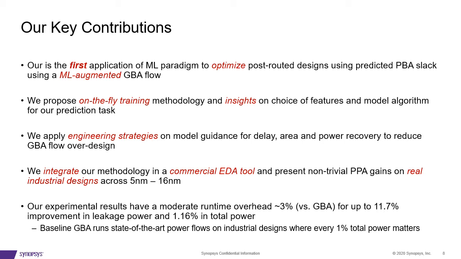Our experimental results have a moderate runtime overhead of around 3% with respect to a GBA baseline flow, and we achieve up to 11.7% reduction in leakage power and 1.16% reduction in total power. Although a 1% reduction in total power seems a very small number, if we consider that baseline GBA flows are running state-of-the-art power algorithms, in that perspective this is a very large number, because companies are really vying to save every 1 milliwatt, and in that light, 1% total power savings is a huge number.